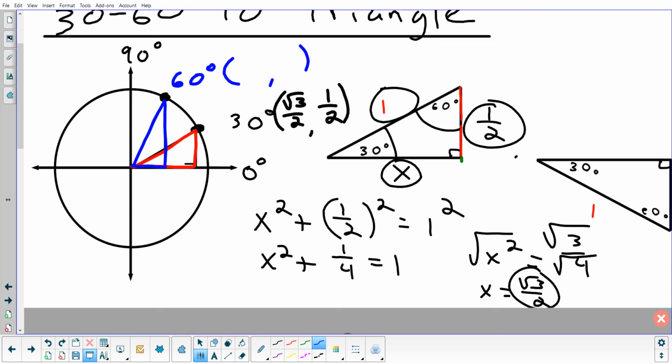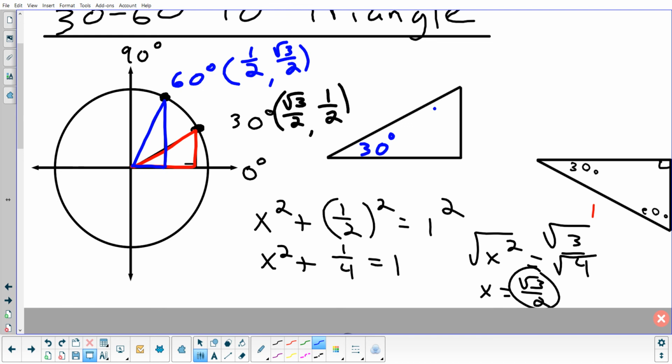Based on that, can anyone tell me the coordinate for 60? Yeah, 1/2, square root of 3 over 2. So the thing that can be tricky with the 30 and the 60 is trying to remember which one is which. Well, let's look at this triangle. One half as a decimal is 0.5. Square root of 3 divided by 2 is about 0.87. Okay, it's bigger. So square root of 3 over 2 is a bigger number than 1/2.